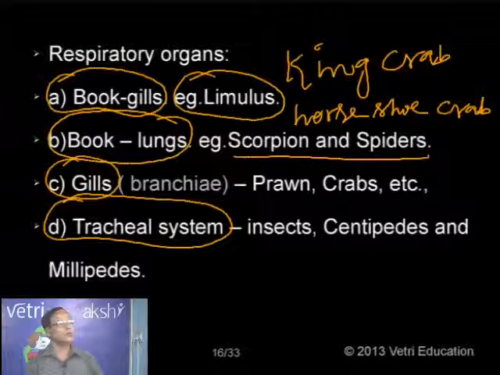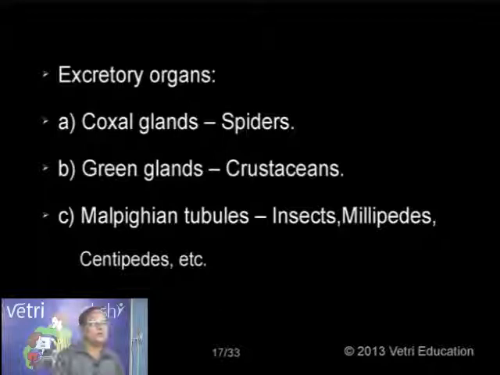So the respiratory organs are either gills, lungs, or the tracheal system, varied in different kinds of arthropod animals. And also, I mentioned already there is a diversity regarding the excretory organs; they are not of the same type, it is not uniform in all cases. Now, it may be coxal glands. So, what do you mean by coxal glands? We are taking the leg.